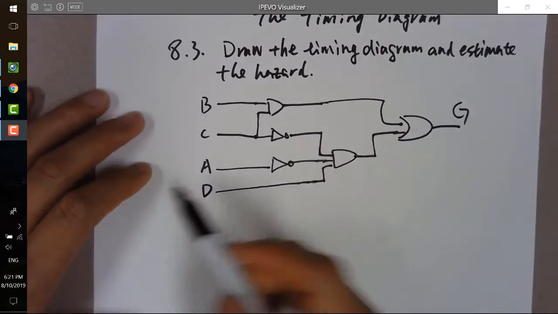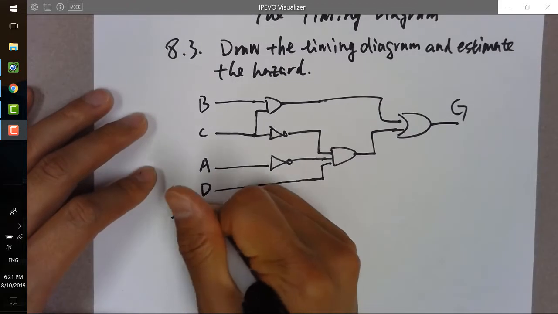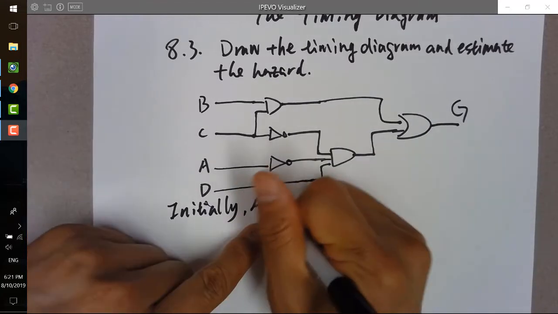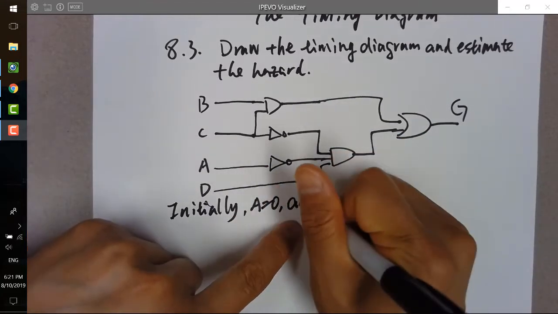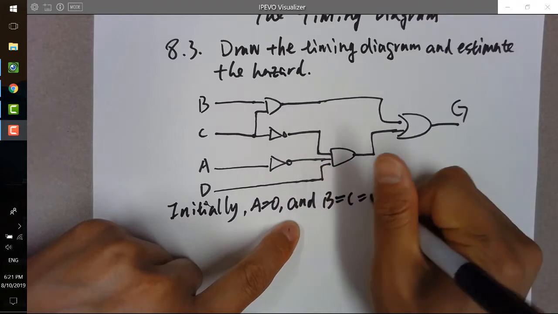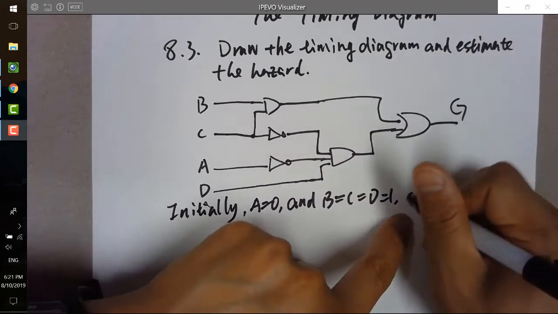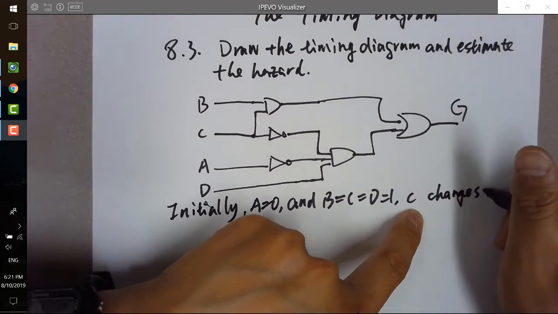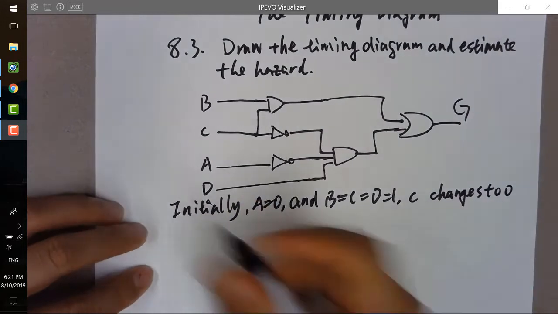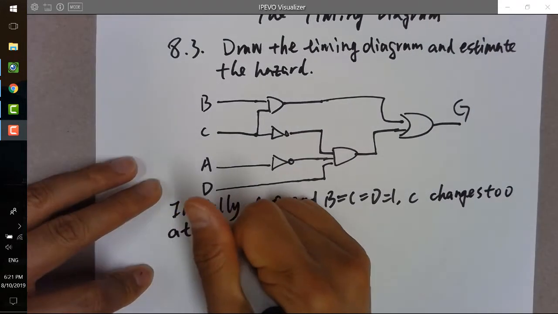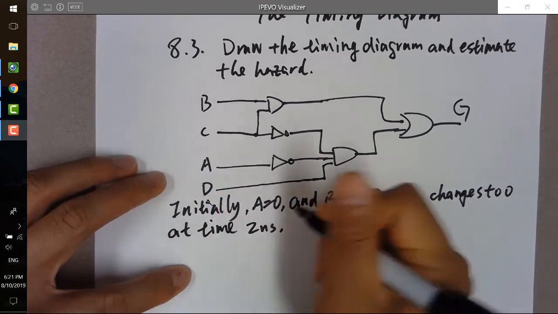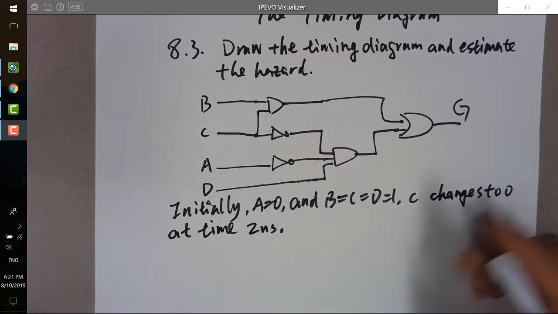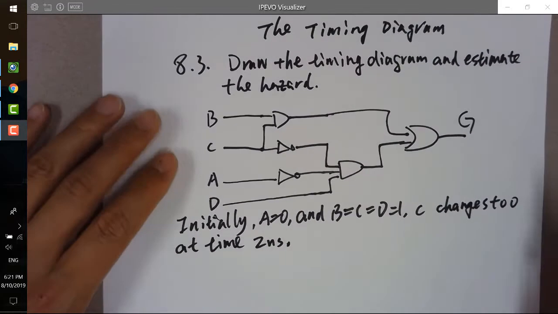Okay, and there's a little description here. Initially A is 0 and B equals C equals D equals 1, and at one point C changes to 0 at time 2 nanoseconds. And draw the timing diagram. That's all the conditions being given to you.